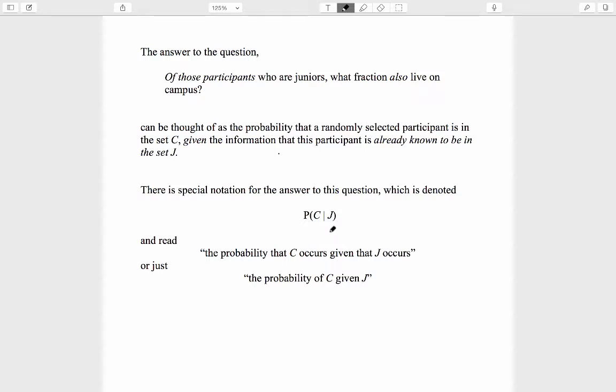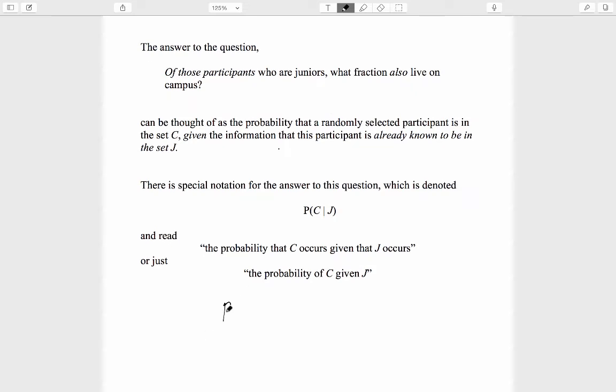There is special notation for the answer to this question. We write it like so. Probability of C given J, or the probability that C occurs given that J occurs. Given that we're talking about a junior, what's the probability that they live on campus? So we have found that the probability of C given J in this particular problem equals 0.45.